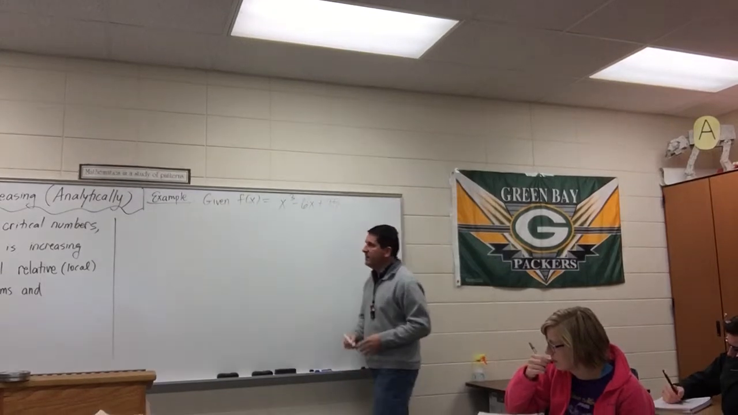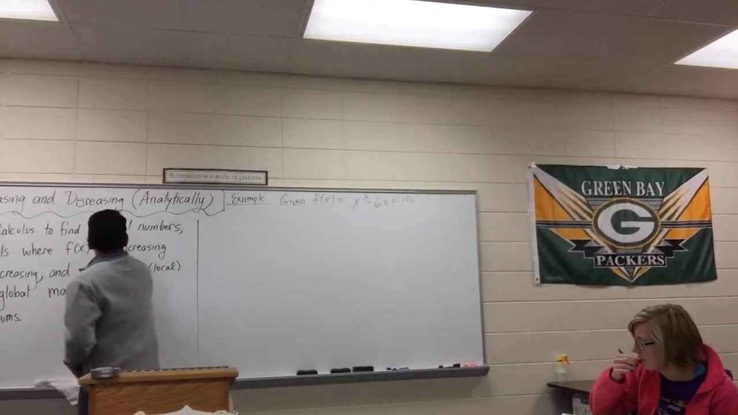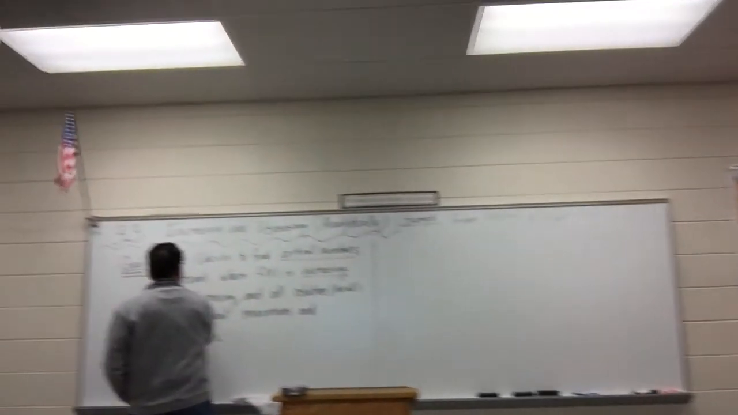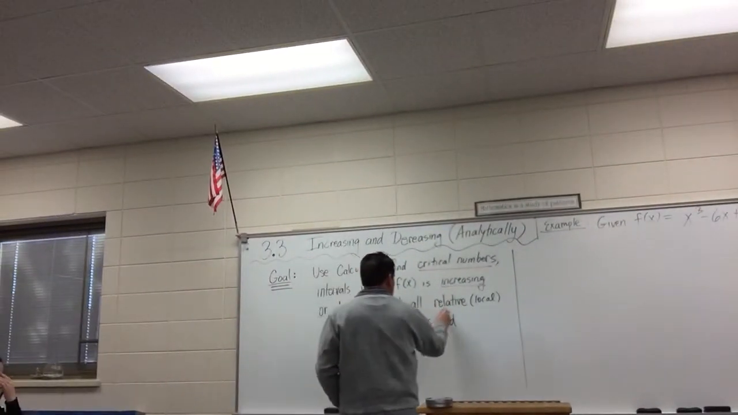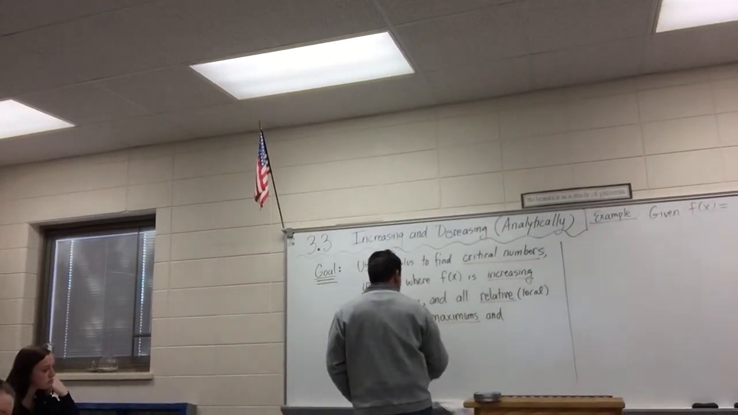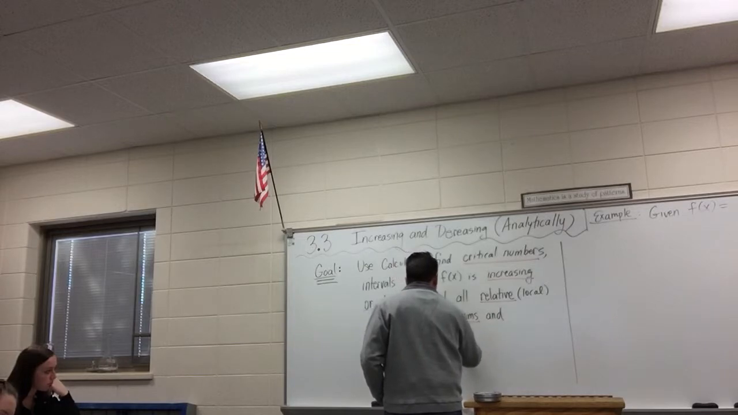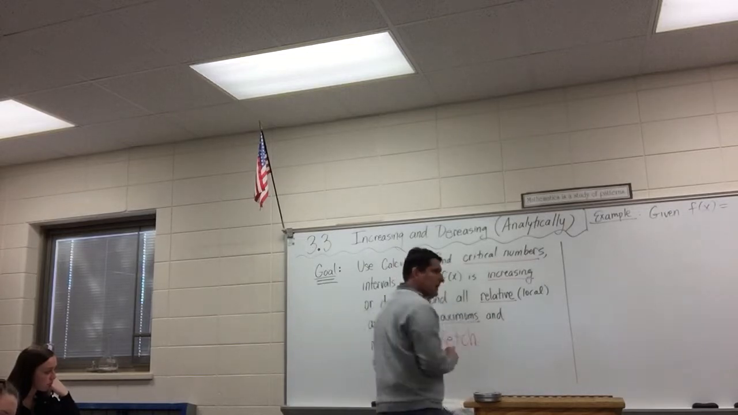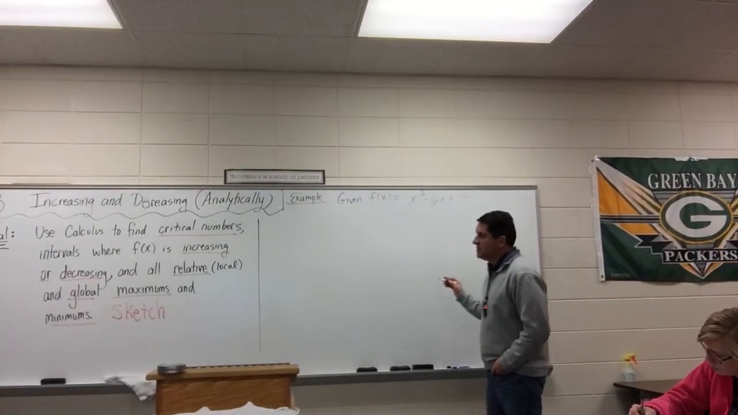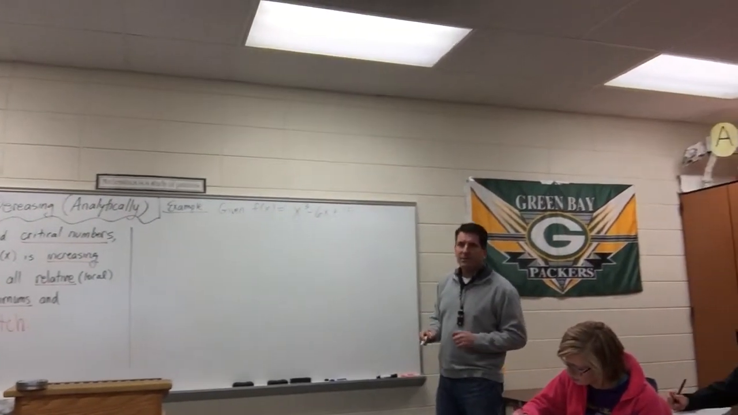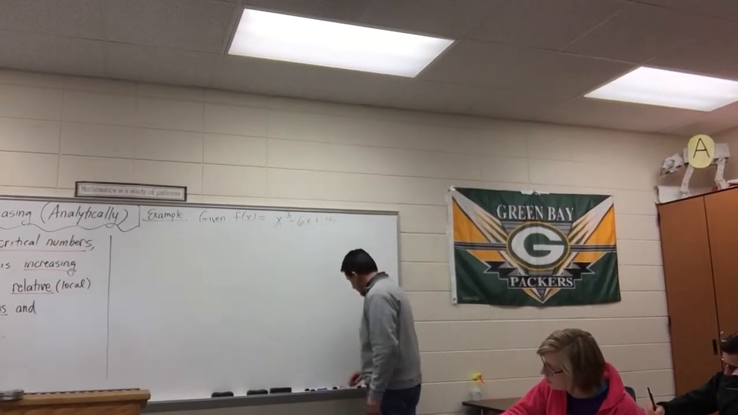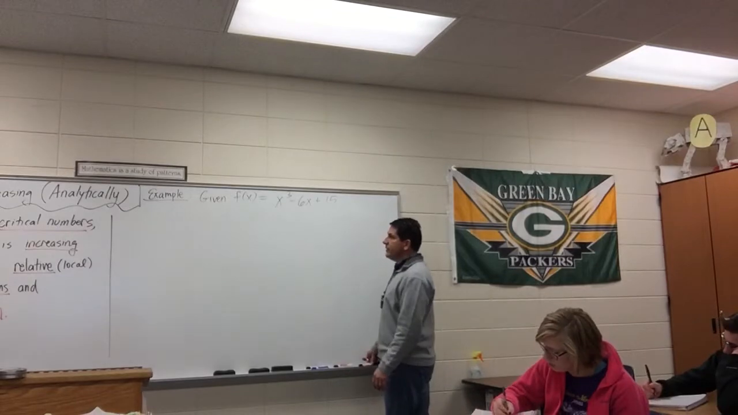What we're going to do right now is we're going to find critical numbers, where the function is increasing or decreasing, and where it has relative or global maximums and minimums. And then we're going to actually sketch this thing, and we're going to see how close we came. So we're going to do it all. Well, there's actually one more thing that we have to do, but that's something else. We have to learn their concavity. So let's go ahead and do it.